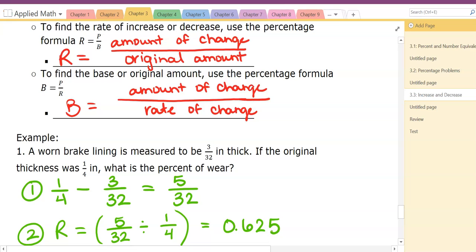0.625. How would I write that number as a percentage? Like, what do I need to do to 0.625 to get it to be a percent? Times by what? 100. So you get 62.5%. So that would be how much it's worn.